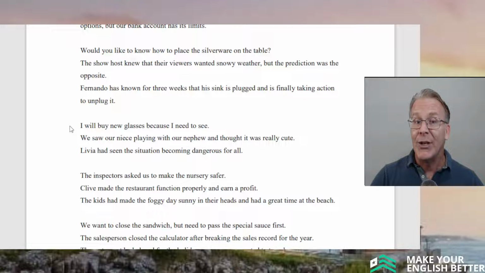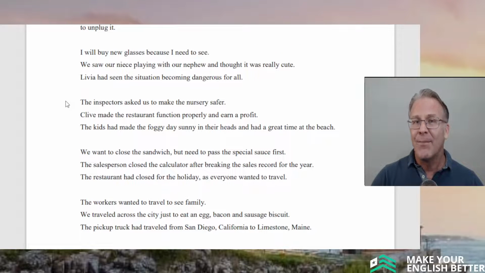I will buy new glasses because I need to see. This is very important to do when your glasses break or your glasses get old. We saw our niece playing with our nephew and thought it was really cute. Absolutely, right? Livia had seen the situation becoming dangerous for all. So she saw what was happening and she tried to fix it before anybody got hurt.